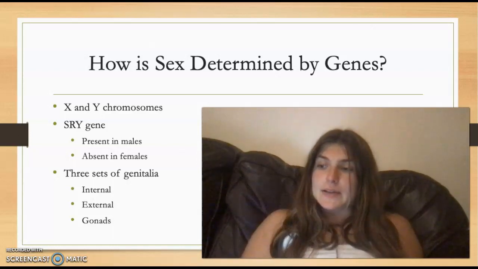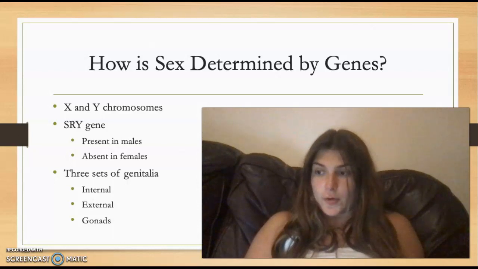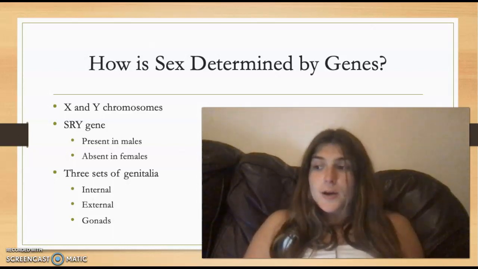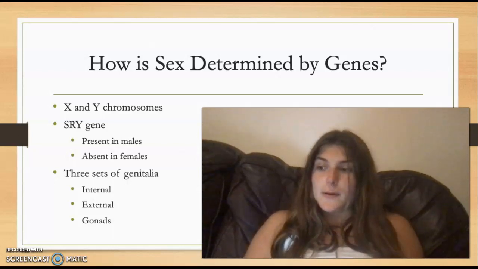Typically, everyone has an X chromosome, so this chromosome is larger because it contains more genes than the Y chromosome does. The SRY gene is the sex-determining region on the Y chromosome. The presence of an SRY gene results in a male. The absence of the SRY gene results in a female.